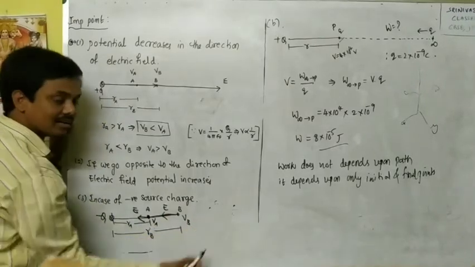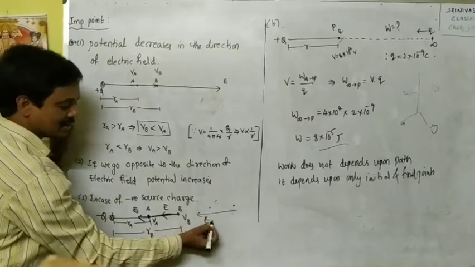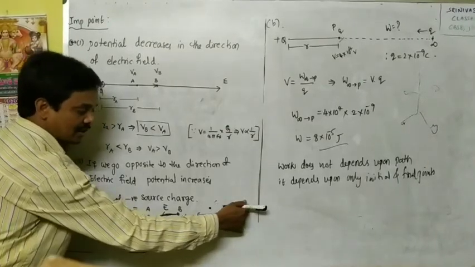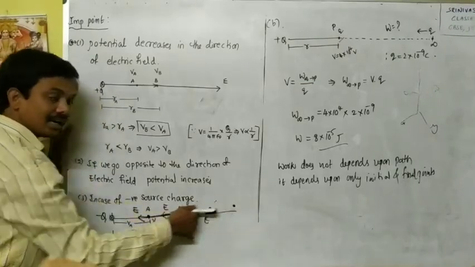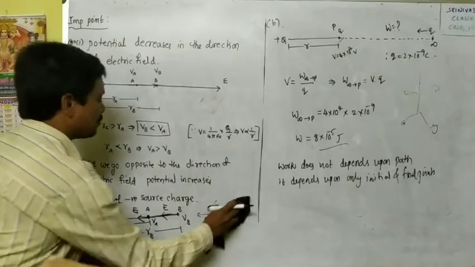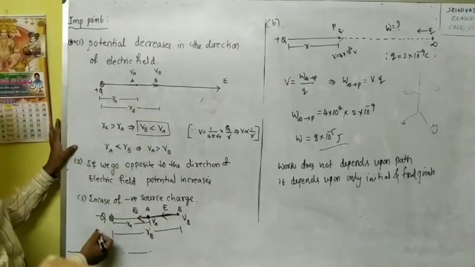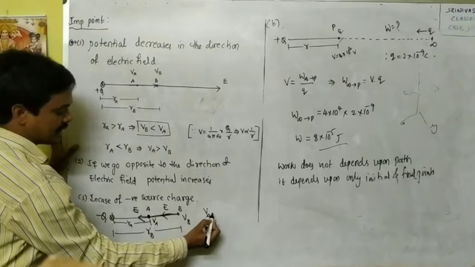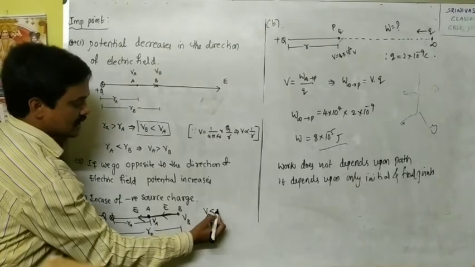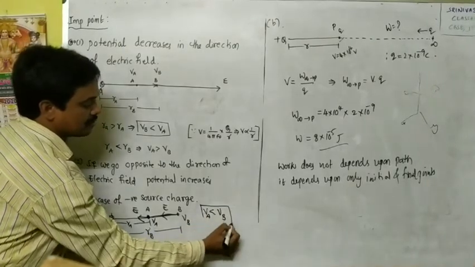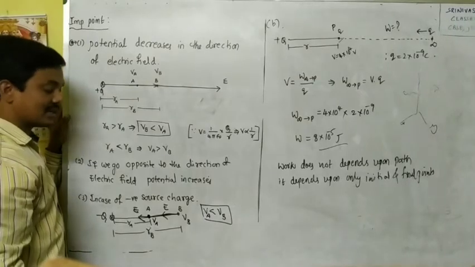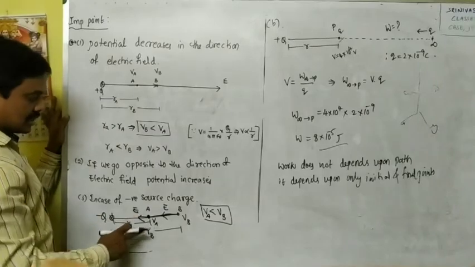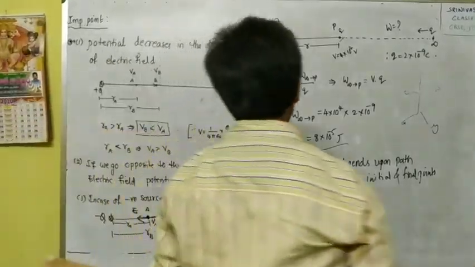You take any two points here. Electric field this side will be there, towards negative charge. And at this point, more potential is there. At this point, less potential is there. Means while traveling in the direction of electric field, potential decreases. This is potential due to negative charge. Here we write, potential at point A is less than potential at point B. In case of negative charge, we cannot consider only distance. We have to take the signs also. Due to negative charge, here we will get the more negative and here we will get the less negative.